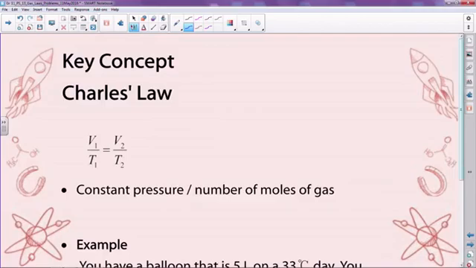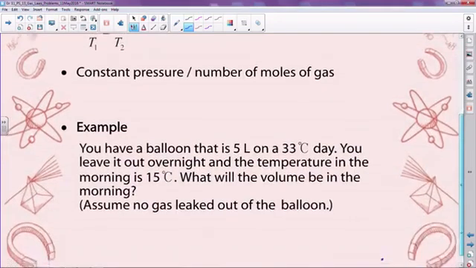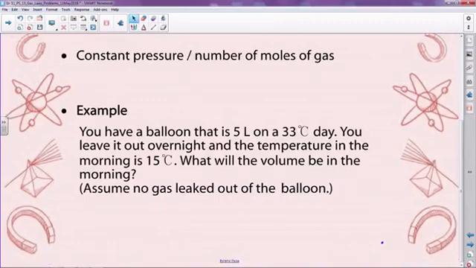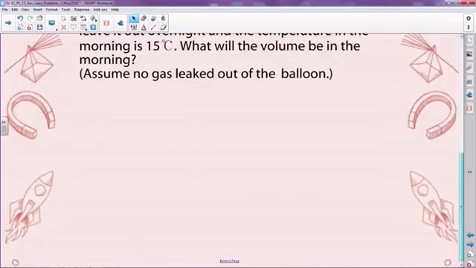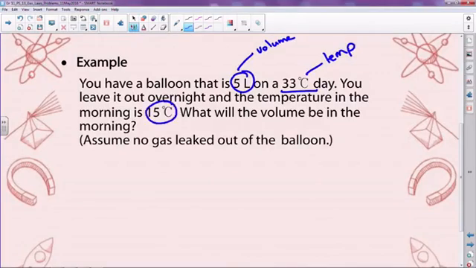So let's move on to our next law. So Charles's law is V1 over T1 equals V2 over T2. Our constants are pressure and moles of gas. And here we have an example to do together. So we'll do this one together, and then I will give you one to do on your own. You have a balloon that is 5 liters on a 33 degrees Celsius day. So here's my volume. Here's my temperature. You leave it out overnight, and the temperature in the morning is 15 degrees Celsius. What will the volume be in the morning?